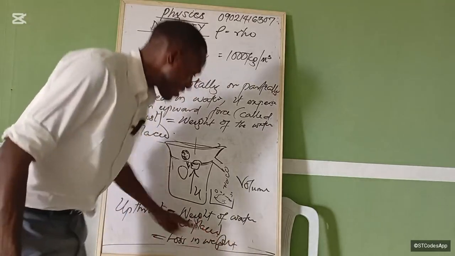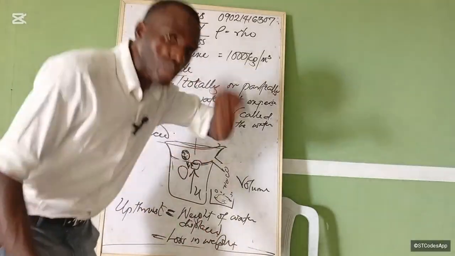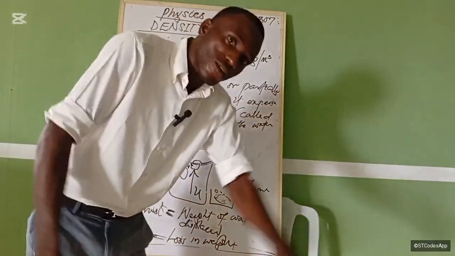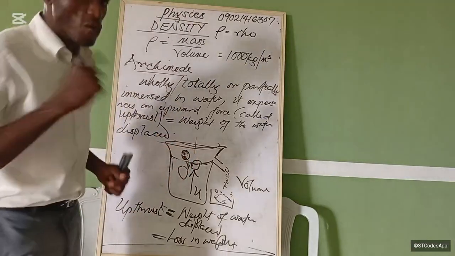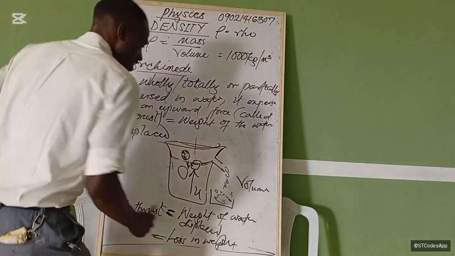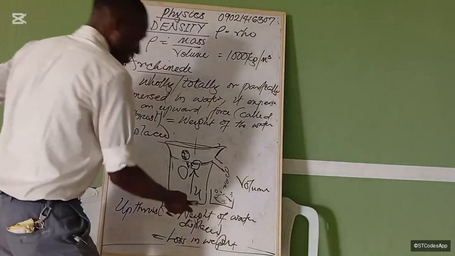And that loss in weight is the weight of the water that it displaces when it's inside that container. Does that make sense to you now? Okay. So don't forget that the upthrust is the loss in weight that it experiences.